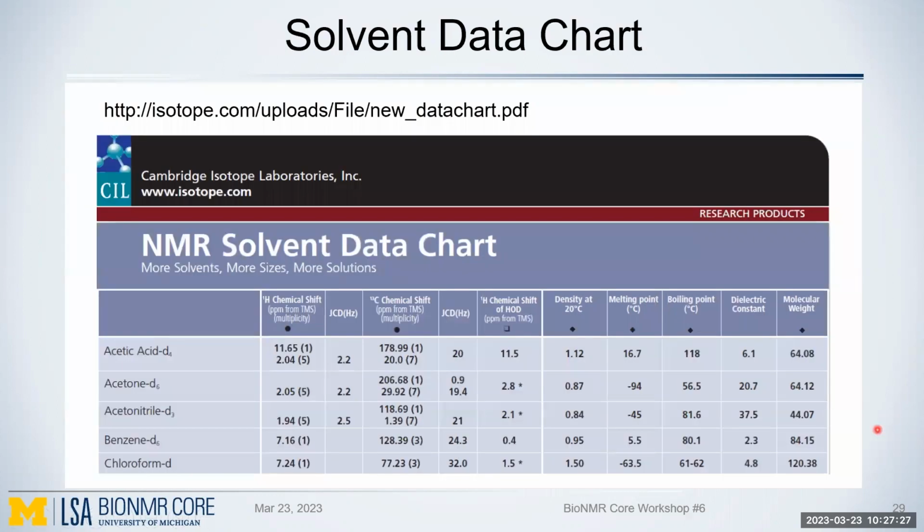And also here I put in a link for the data chart. So this is a data chart from Cambridge Isotope that gives the properties of almost every NMR solvent. And from there, you can also get the melting point and boiling point of your solvent.